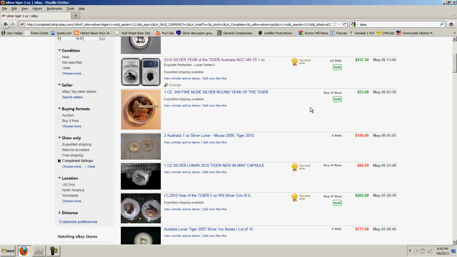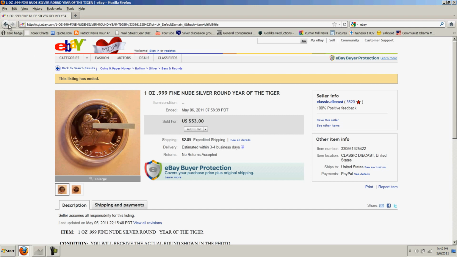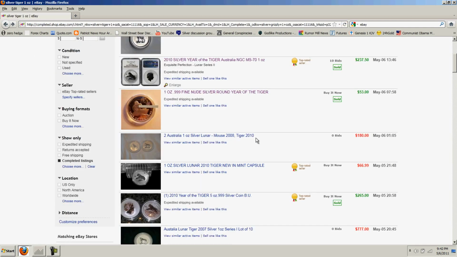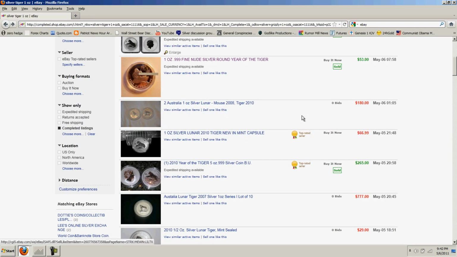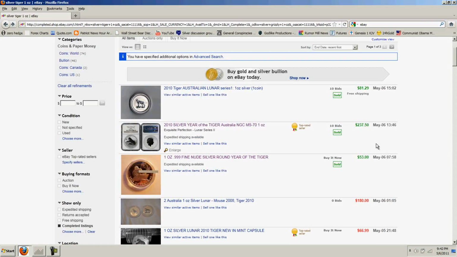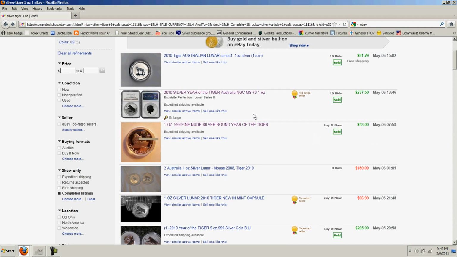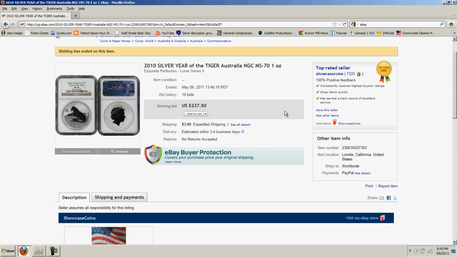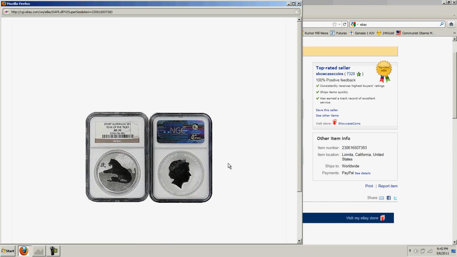And I don't know what they mean by fine nude. That's some private mint. So here's our coin here. Well, that's the mouse. So here's the latest one on the 5th. So you can't really find it. It hasn't sold. People aren't willing to part with them. Here's one. Very interesting. 10 bids. And someone paid $237 for 1 ounce. And NGC rated.